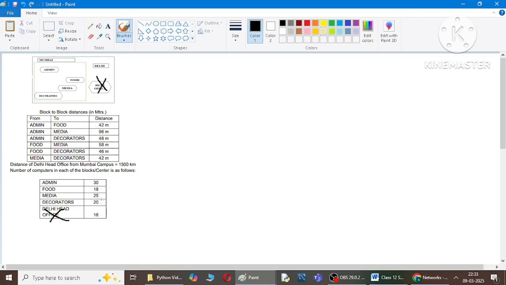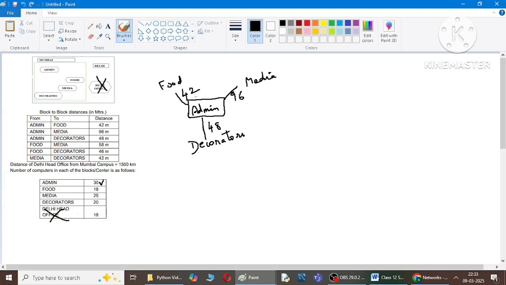Alright. Now, draw the layout. First, as I told you, you should start with the star topology. Admin block has the maximum number of computers. So admin block will be the server block. And what are the remaining things? Media, food, and decorators. Now, what is the distance? Admin to media is 96. Admin to food is 42. Admin to decorators is 48. Right? So 96, this is 42 plus 48, which is 90, plus 96 is 186 meters.